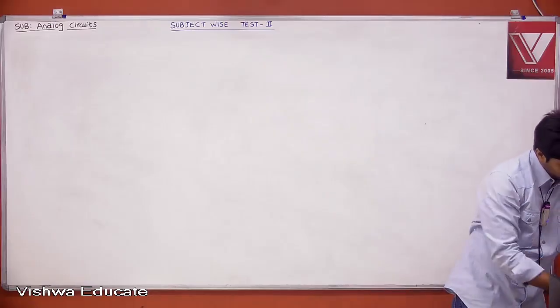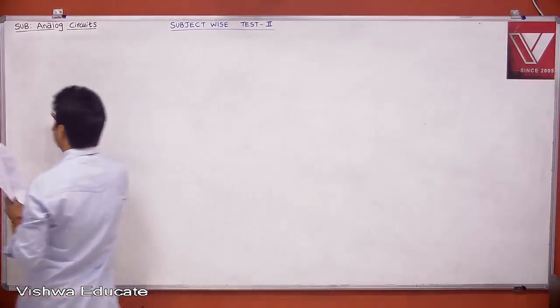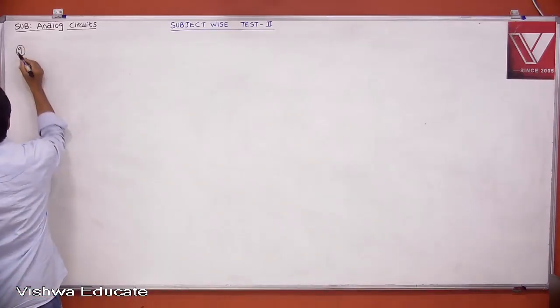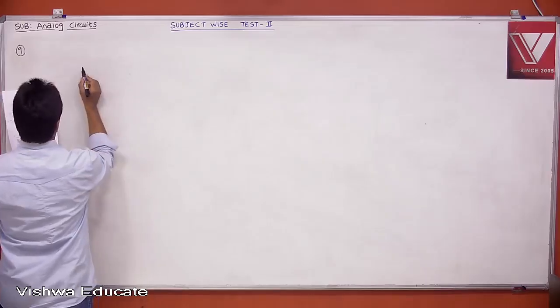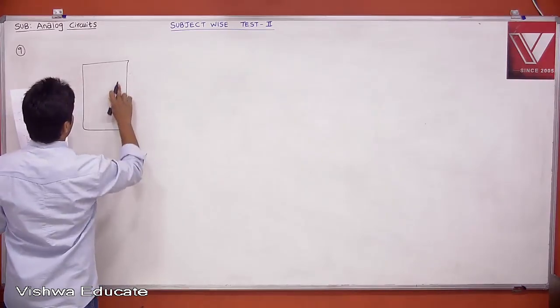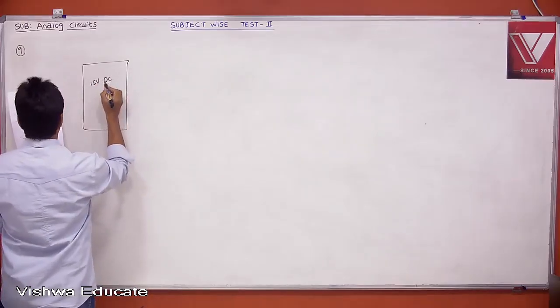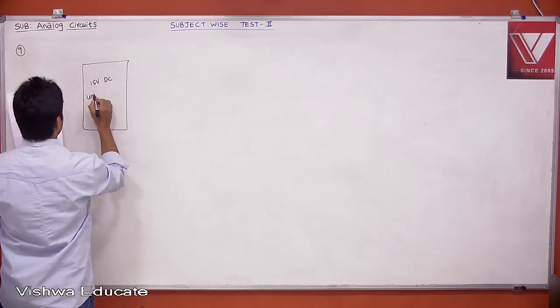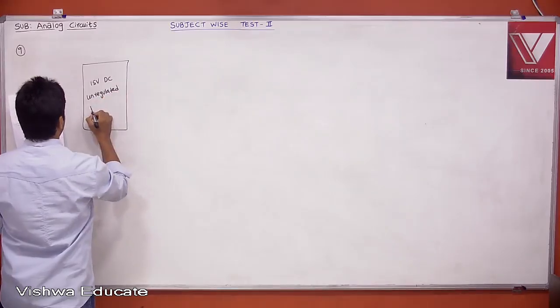The output voltage of a regulated power supply shown in figure. This is straightforward. The circuit is bigger, but the solution is faster. It has a 15 volt DC unregulated power source.